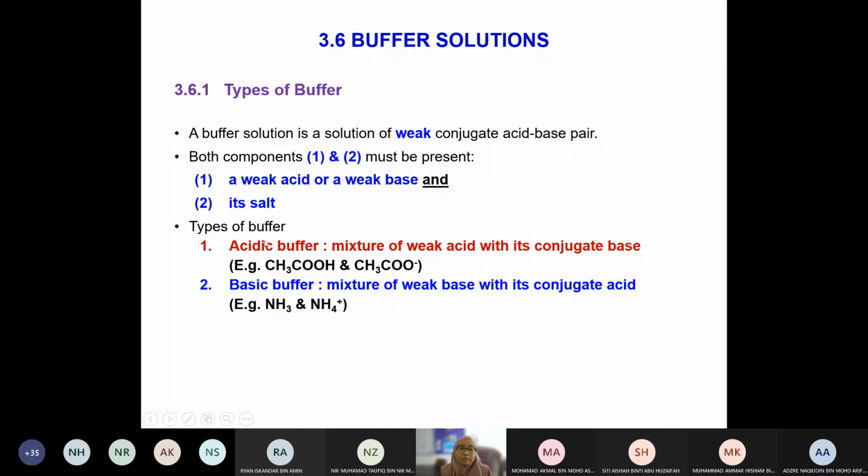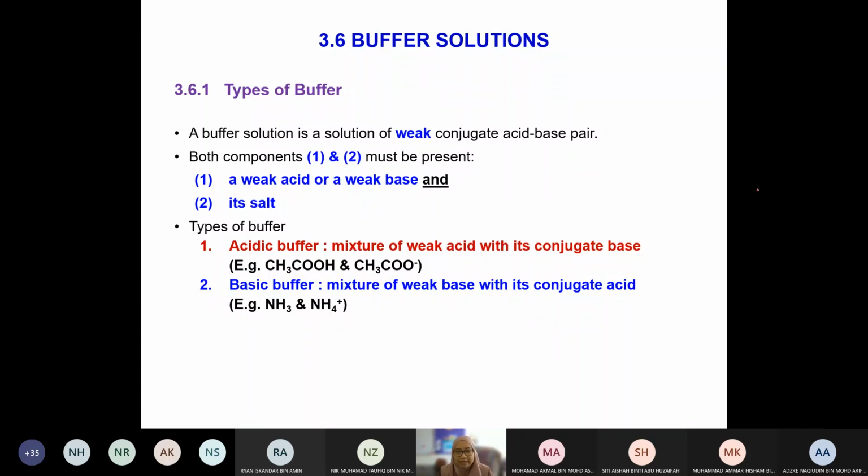So the buffer can be divided into two. We have two types of buffer, acidic buffer and basic buffer. It is obvious from the name. An acidic buffer should be a mixture of a weak acid and its conjugate base. This conjugate base, in general, we can also call it salt. For example, CH3COOH is the weak acid, and then we also have the conjugate base.